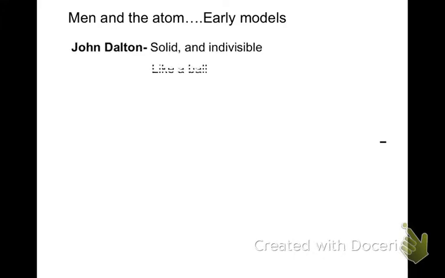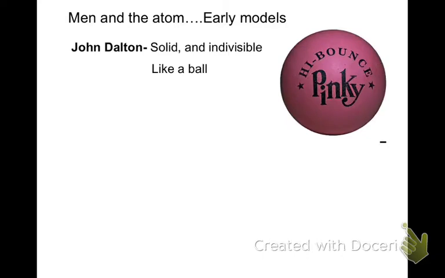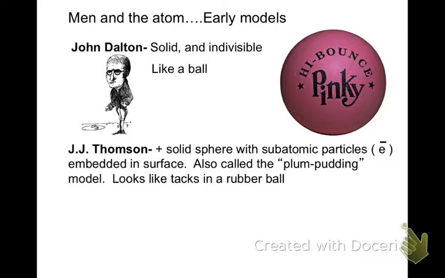Okay, so here's what we got. John Dalton, solid and indivisible like a ball. Then we move on to J.J. Thomson / Crookes, and here's how our model changed. So instead of a bouncy ball, it would look like a positively charged solid sphere with subatomic particles known as electrons embedded in the surface. So I picture this, if you were to cut this bouncy ball in half, it looks like tacks in a rubber ball. So if you were to cut this in half, you'd have your electrons almost like a chocolate chip cookie.